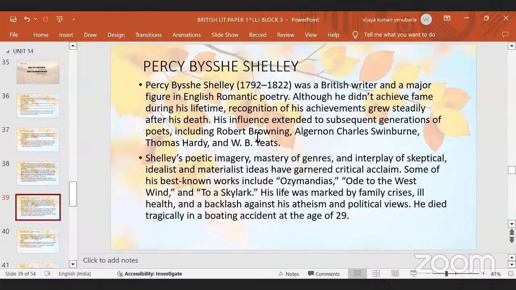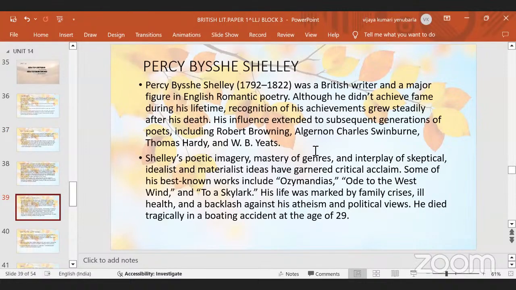So next poem is P.B. Shelley's poem. He is a British writer and a major figure in English romantic poetry. Although he didn't achieve fame during his lifetime, recognition of his achievements grew steadily after his death. His influence extended to subsequent generations of poets, including Robert Browning, W.B. Yeats and Thomas Hardy. So later, after his death, he became popular.